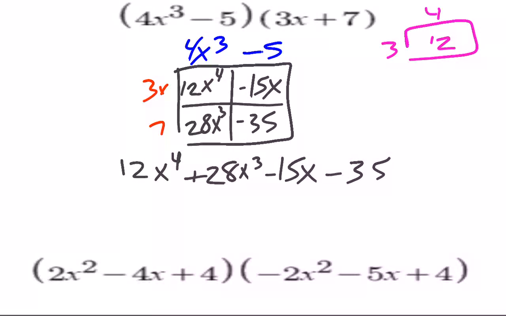Now, while the order technically doesn't matter, usually you're going to see things in standard form. Standard form means that your exponents go from greatest to least. So 4, 3, 1, and then no x term. Okay.